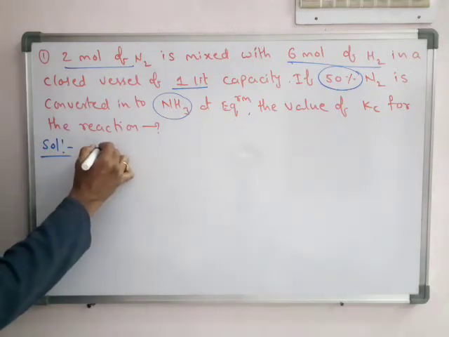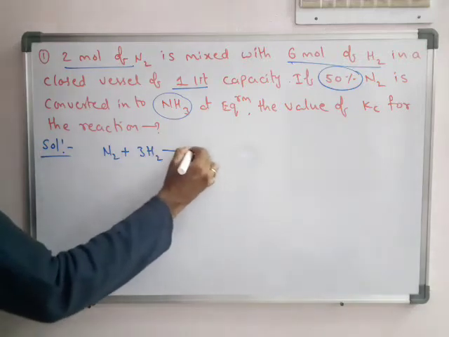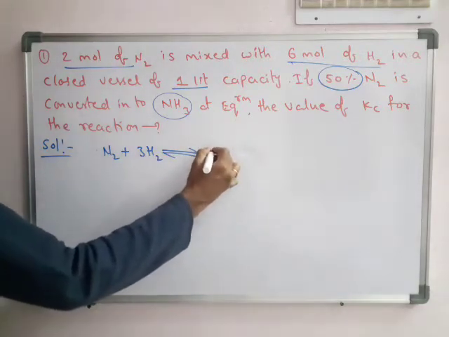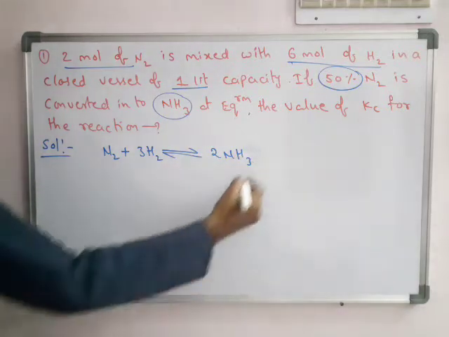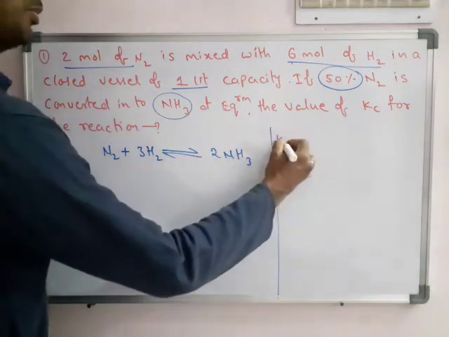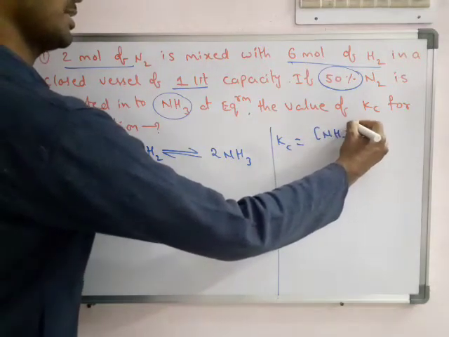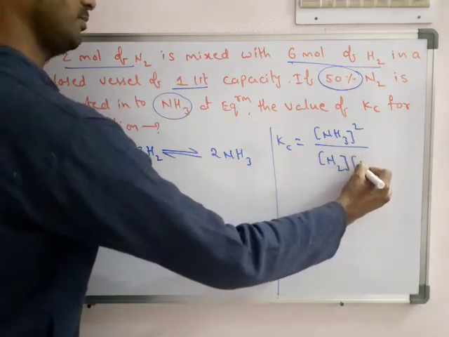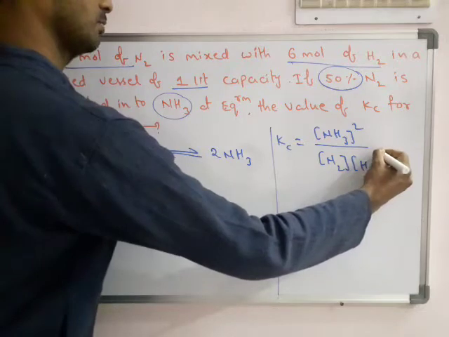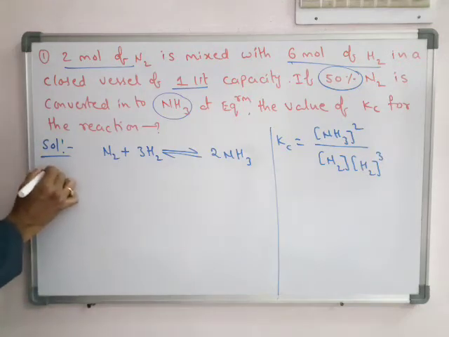So what is the reaction? We know that N2 reacts with hydrogen, N2 + H2, to give NH3. We know all are gases. And what is the Kc value? In terms of concentration, Kc = [NH3] squared by [N2] power 1, [H2] power cube. So first, what are the initial concentrations?